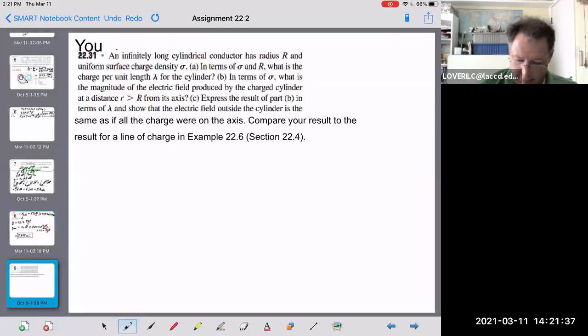Now you are going to work this problem. An infinitely long conductor has radius R, uniform surface charge density sigma. In terms of sigma and R, what is the charge per unit length, lambda, for the cylinder? And you're going to use that to figure out the electric field for radii bigger than capital R.